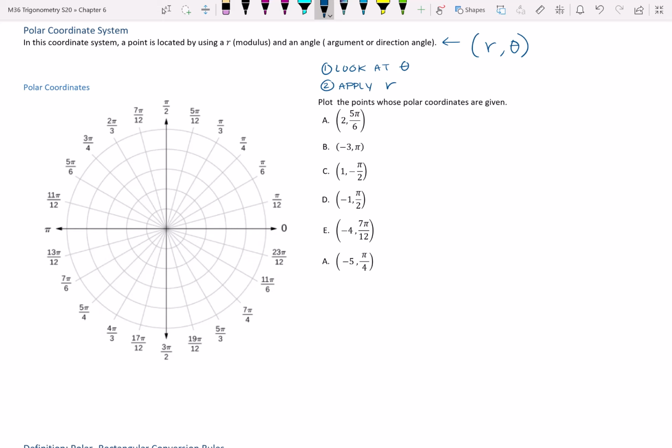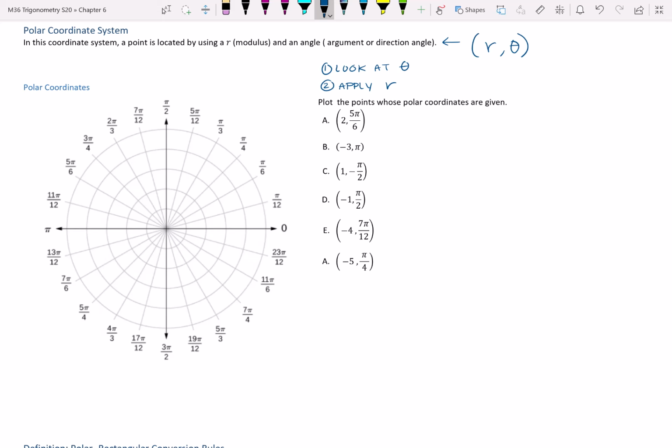Then you apply r. It takes a little bit to get the hang of it, because in the polar coordinate system, every single inner circle, these rings here, they all have to do with r.